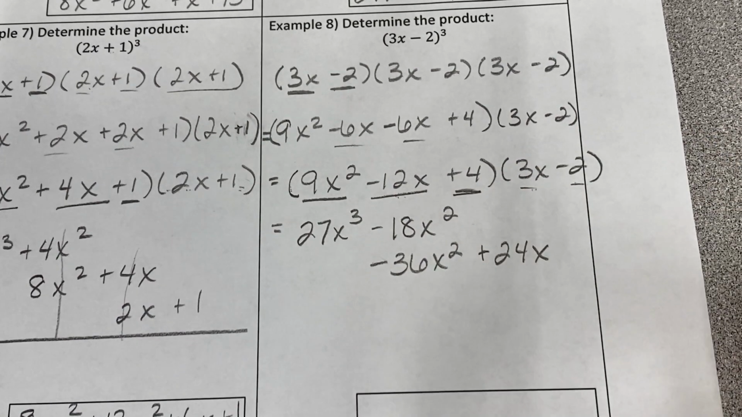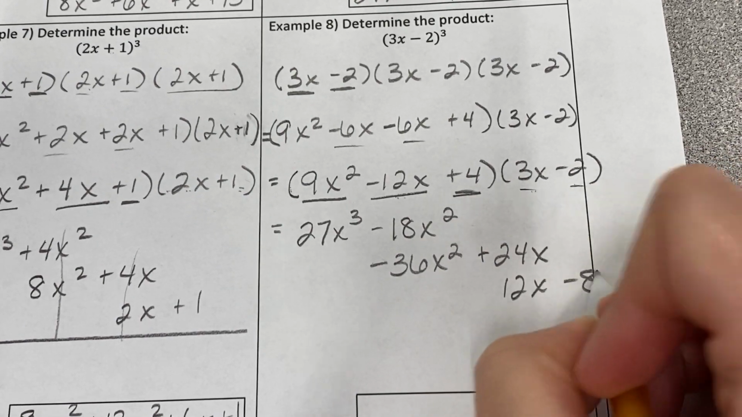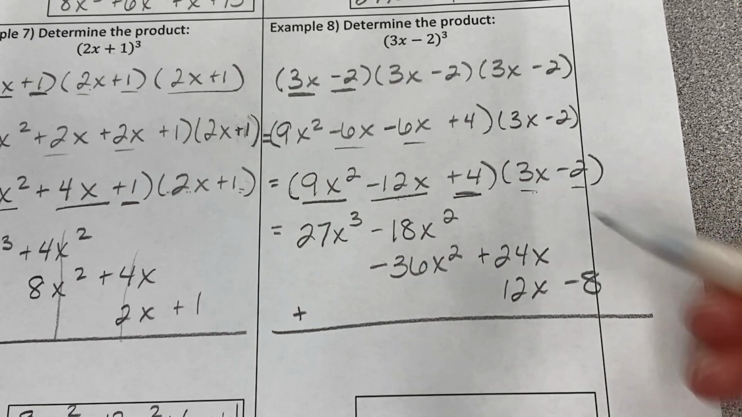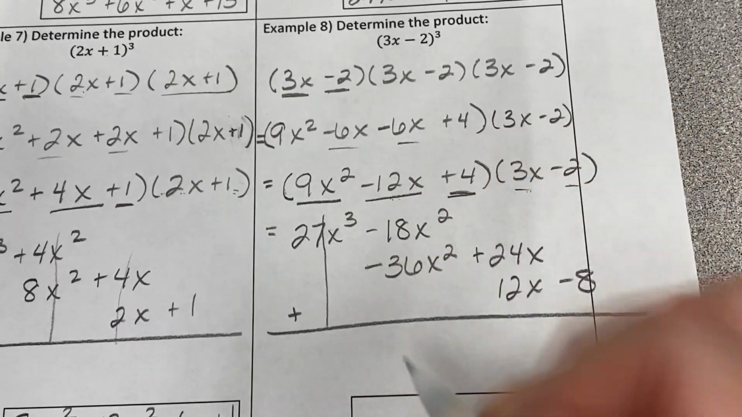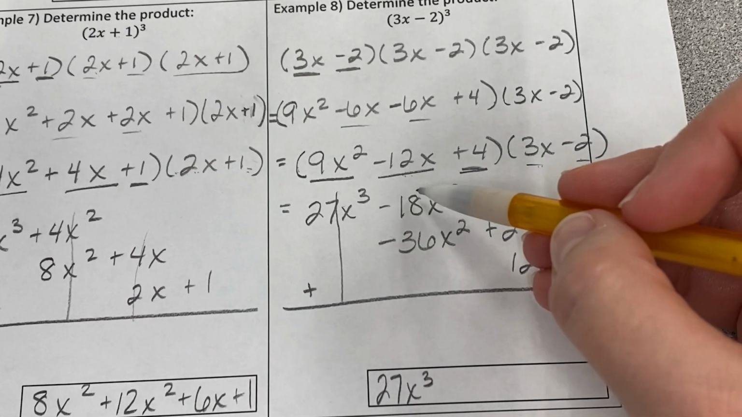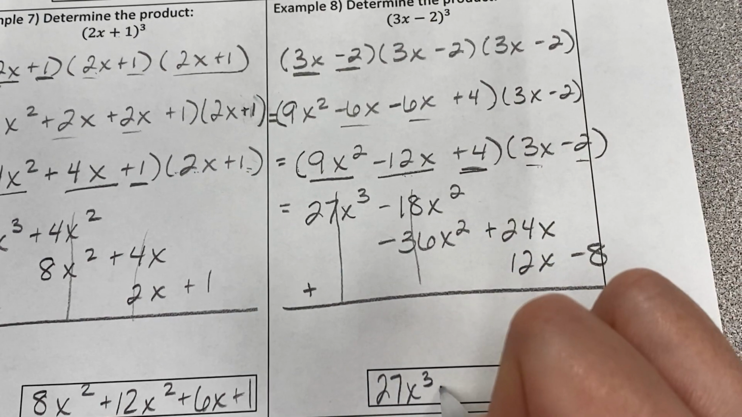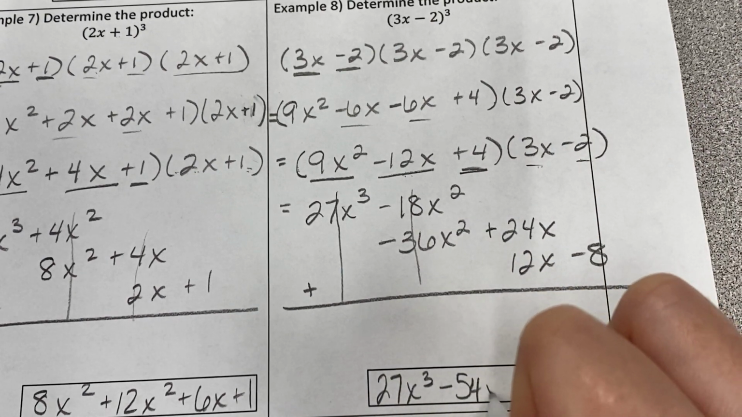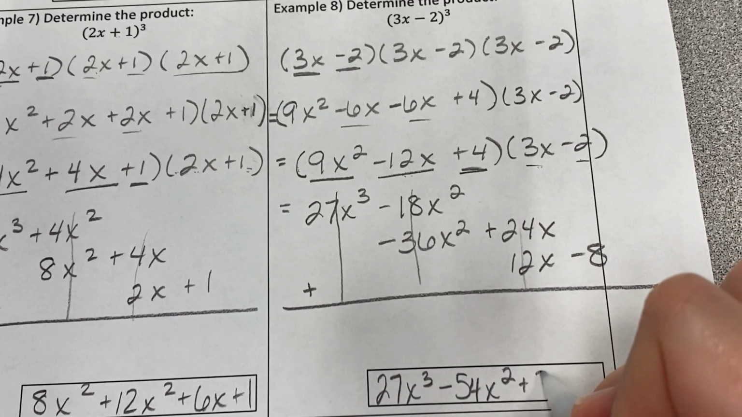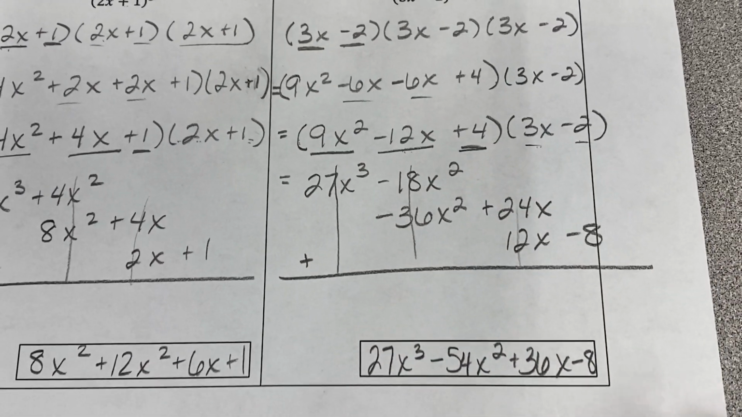And then finally we distribute the 4. So that's 12x minus 8. And then we add these three expressions together. So 27x to the third, there's nothing to combine with that. Here, negative 18x squared minus 36x squared is negative 54x squared. These two, 36x, and then minus 8, I'm going to squeeze that in there.